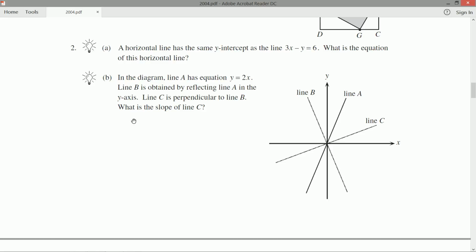B, in the diagram, line A has equation y equals 2x. Line B is obtained by reflecting line A in the y-axis. So now our brain starts thinking, what's an equation for line B, because they gave us one for line A, and line B is reflected in the y-axis. How does that work? That's the sort of thing that should be popping into our head. Line C is perpendicular to line B. What is the slope of line C?